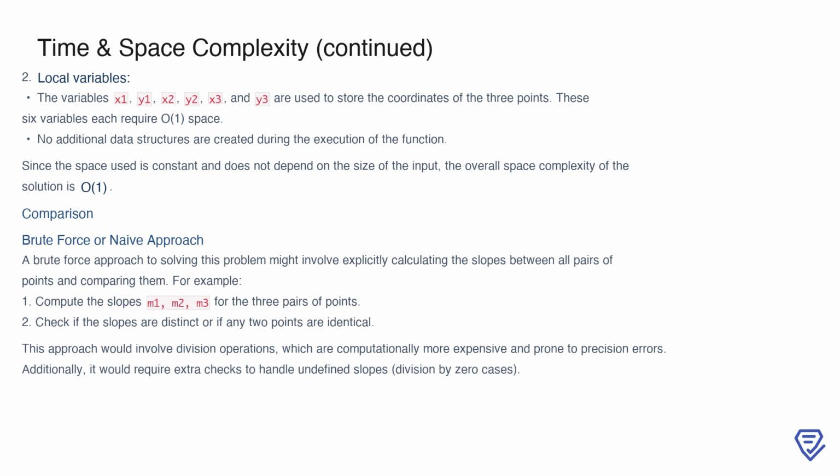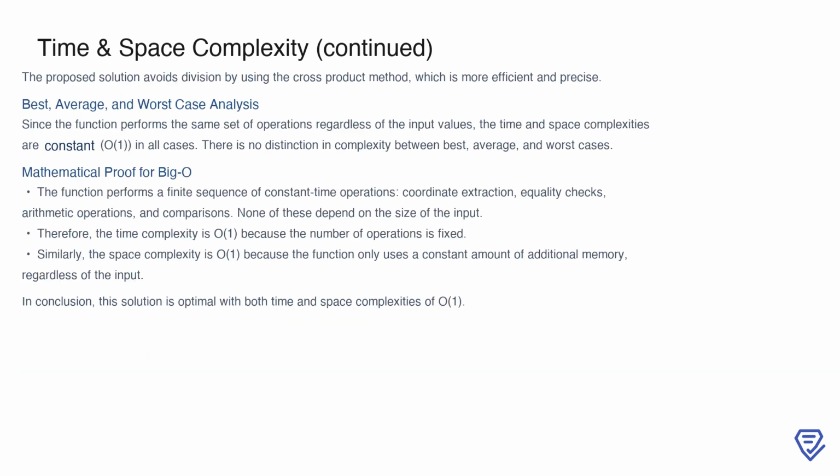Comparing this to a brute force or naive approach, we can see how the proposed solution is more efficient. A brute force method might involve calculating the slopes between all pairs of points explicitly using division to compute values like m1, m2, and m3, and then comparing them. This approach introduces additional computational overhead and the risk of precision issues with floating point arithmetic. Furthermore, handling undefined slopes, such as those caused by division by 0, would require additional logic, complicating the implementation. The proposed solution avoids these complications by using the cross-product method, which is both efficient and precise.